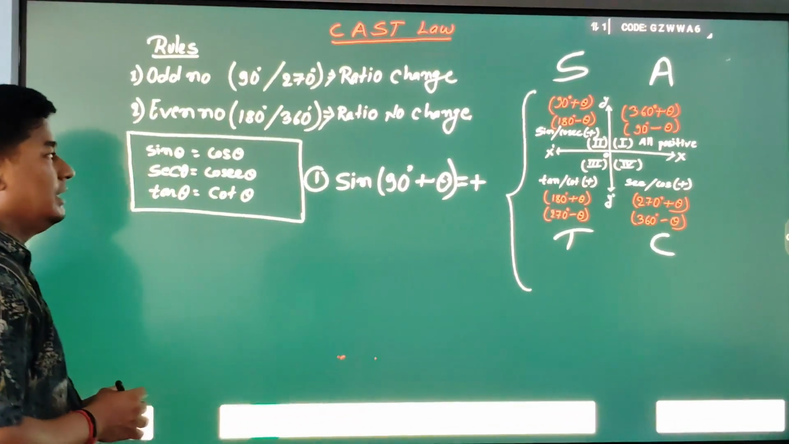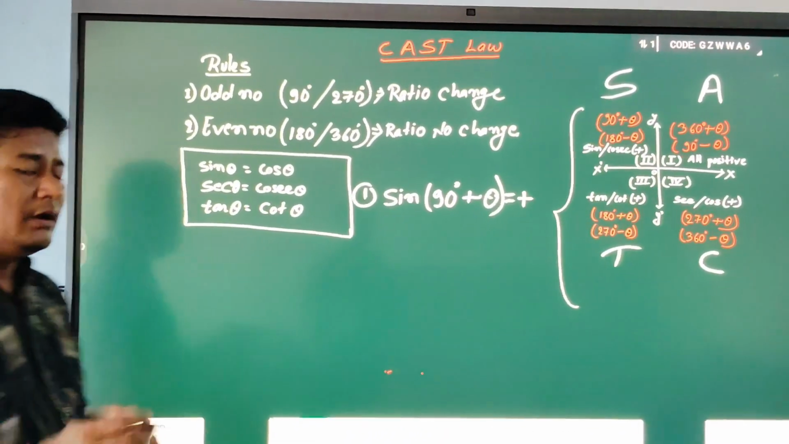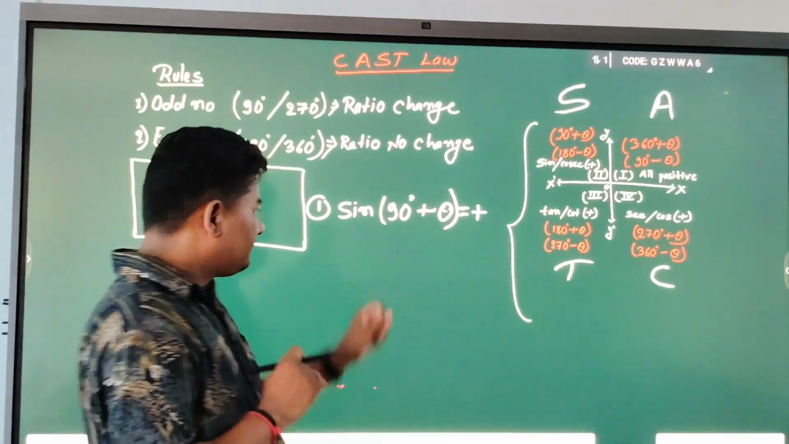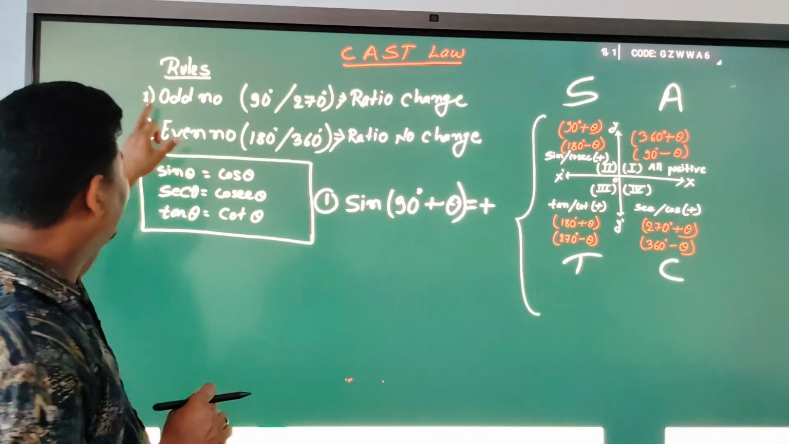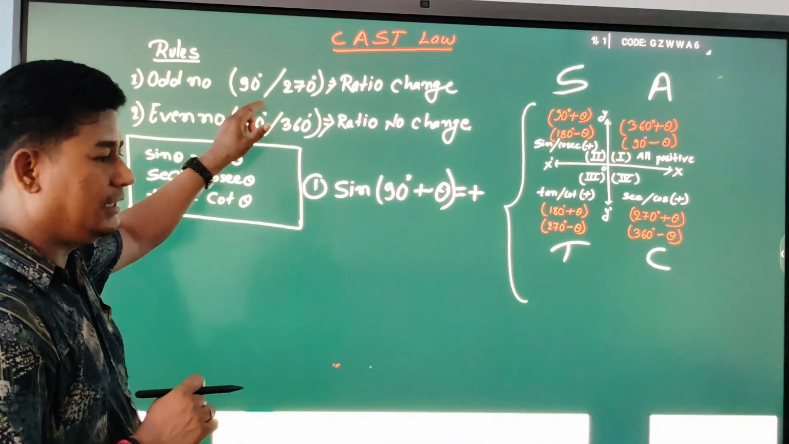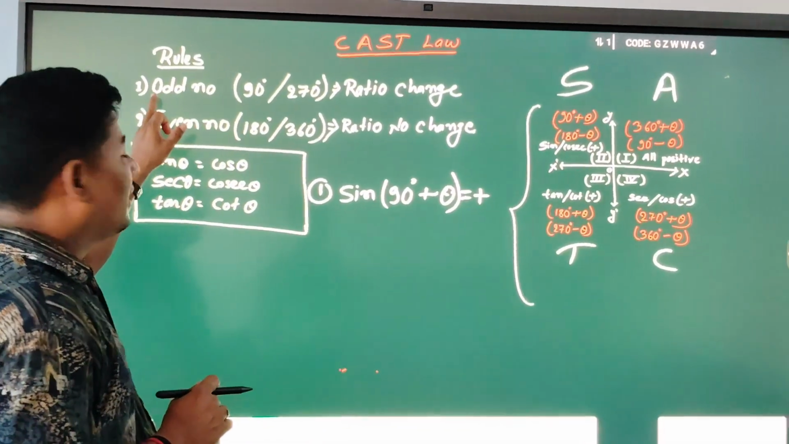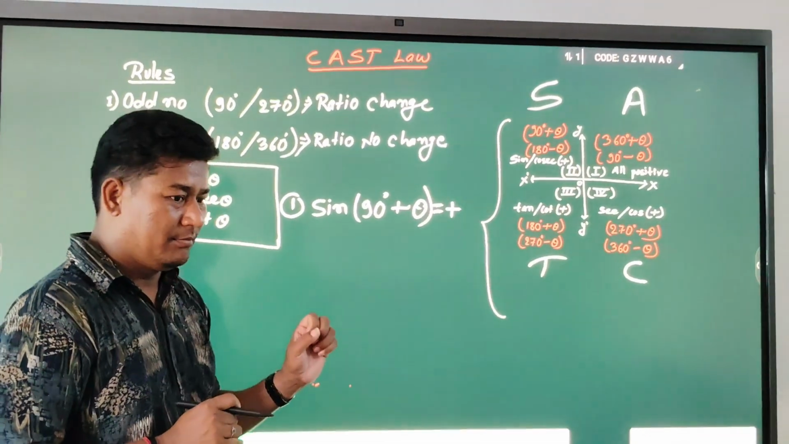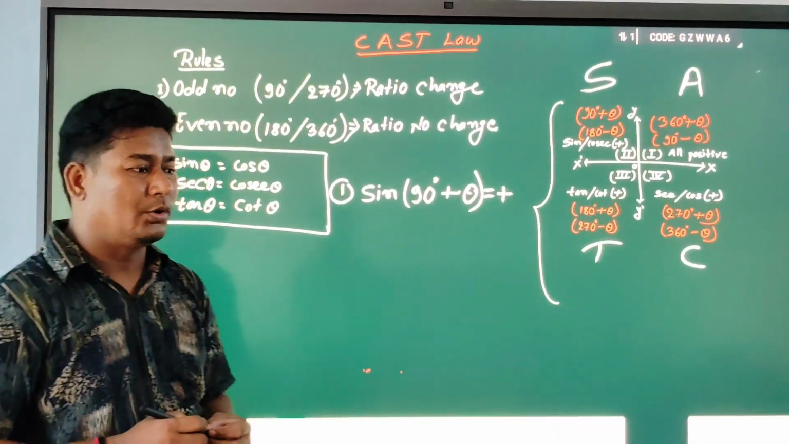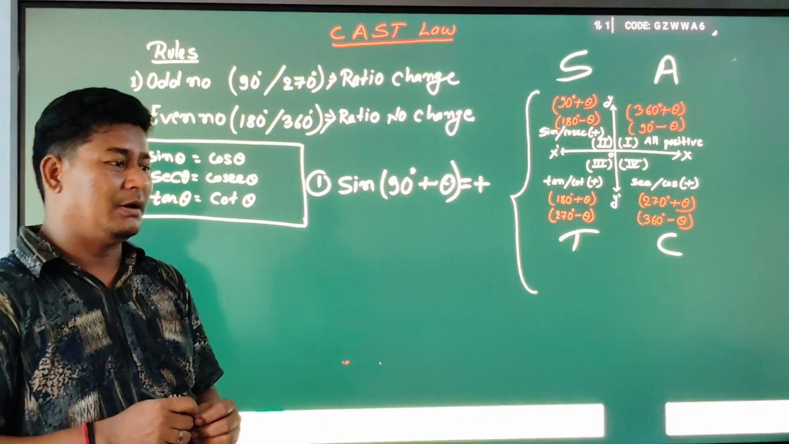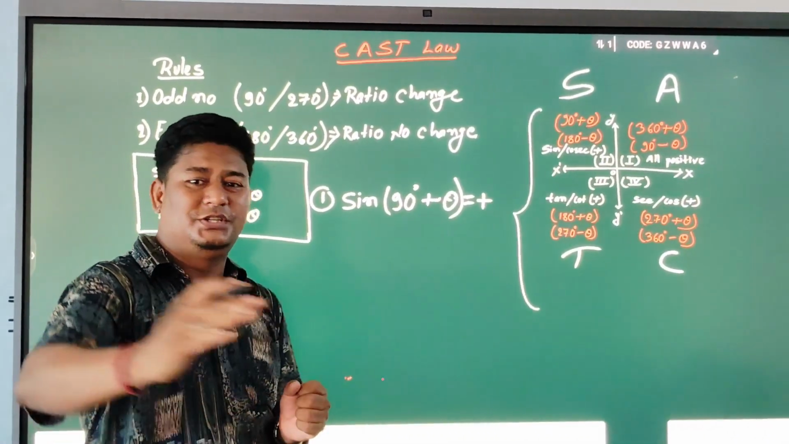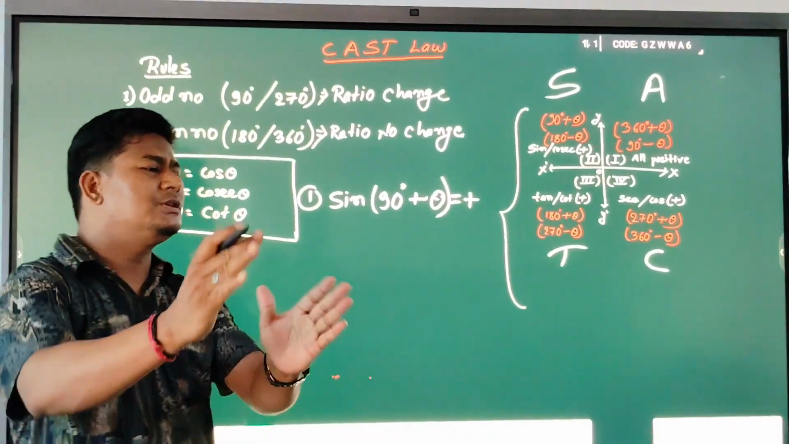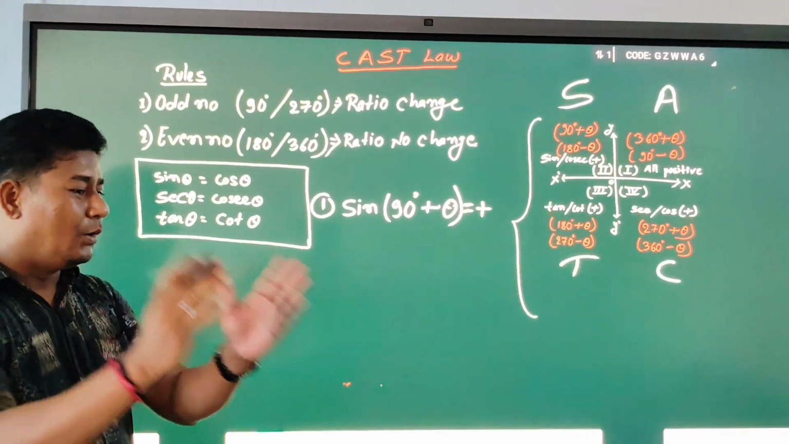Now, the 2nd question is odd or even. I have written here some rules. 90 degree, I have categorized it as an odd number. Actually 90 is not an odd number, but when we remove the 0 from 90, 9 remains, which is an odd number. That's why suppose it is an odd number.